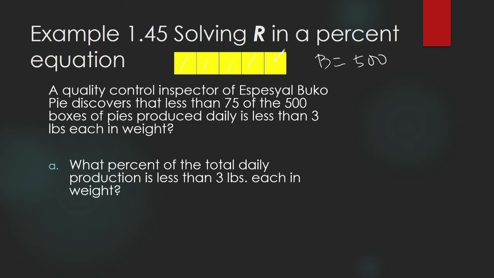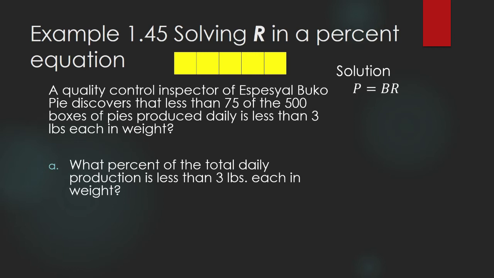Less than 3 pounds each is 75 of the 500. So 75 here is right away telling you it is the percentage. What percent of the total daily production is less than 3 pounds each in weight? Okay, so let us set up our equation. The percentage is equal to base times rate. We must solve for rate.